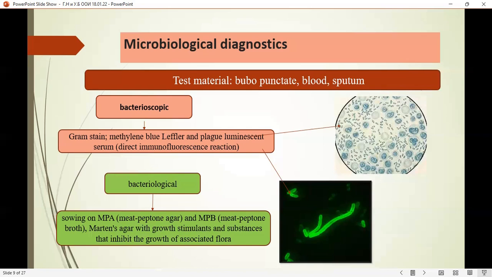Bacteria in a smear treated with such luminescent serum glow along the cell periphery in the form of a green border. In a bacteriological study, a pure culture is isolated and identified. For this purpose, the test material is sown on nutrient media.